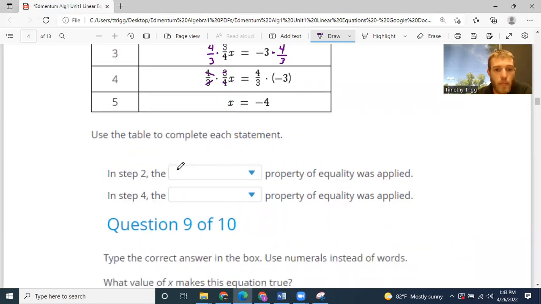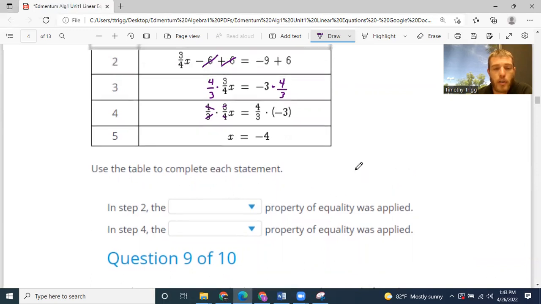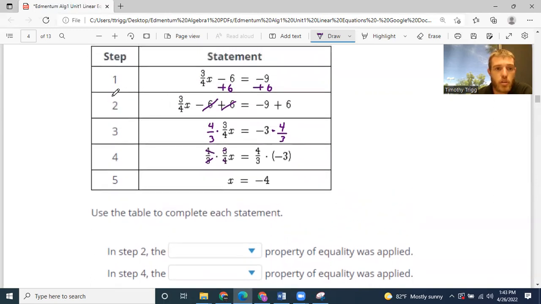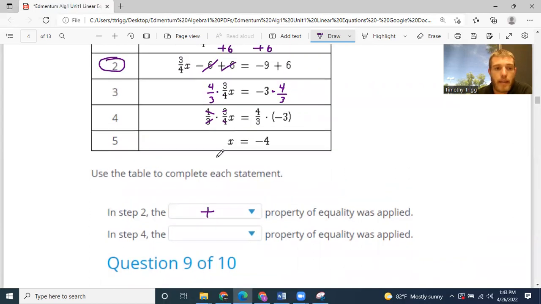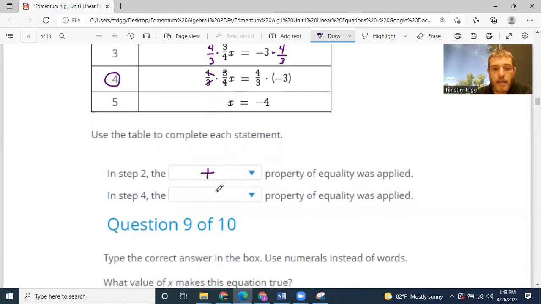In step 2, the blank property of equality was applied. So in step 2, they added 6 to both sides. So that's the addition property of equality. Addition would go here. And then in step 4, which property did they use? Well, they multiplied both sides by 4/3. You see that? They multiply by 4/3, multiply by 4/3. So that's the multiplicative property of equality.